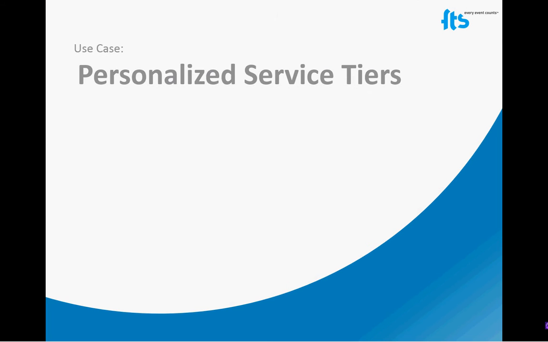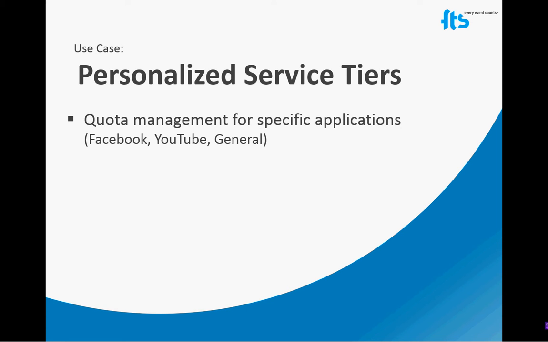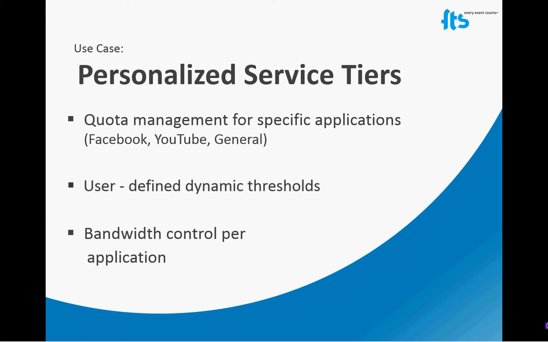Today, we will demonstrate a personalized service tiers use case using the FTS Leap Policy Control solution. Our customer Federer is subscribed to a plan that provides dedicated quotas for Facebook, YouTube, and general internet use. We will see how Federer defines by himself dynamic notification thresholds per application through his self-care portal and sets specific rules to control his bandwidth usage per application.